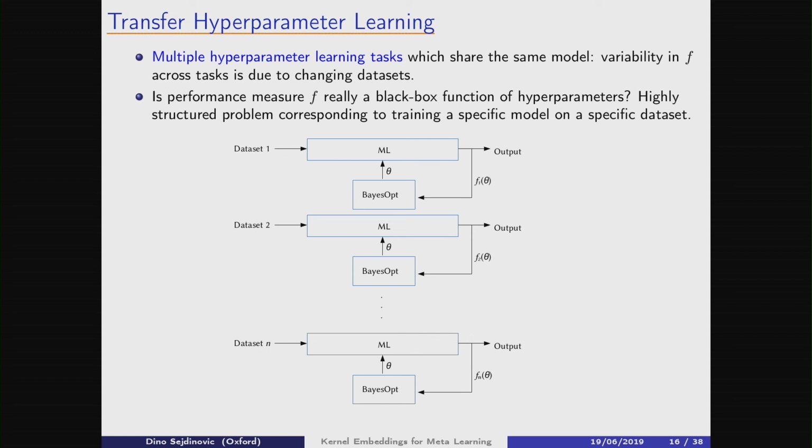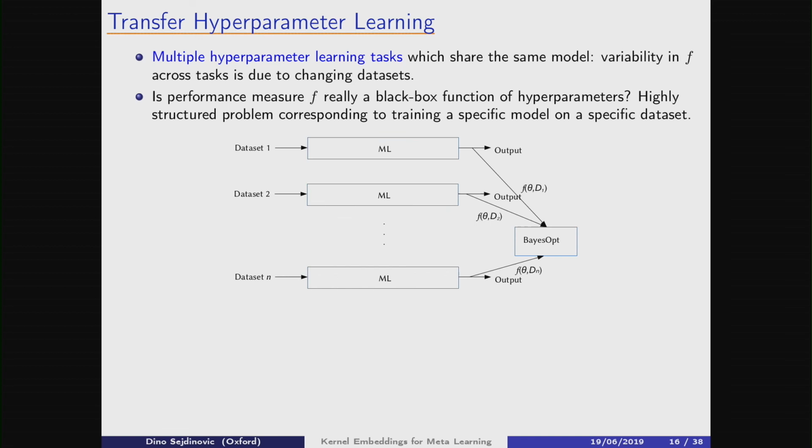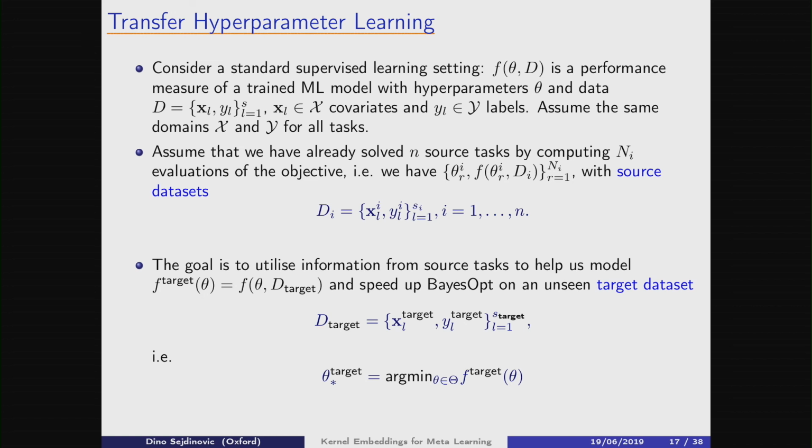Okay. How are we going to do that? Well, we'll build a joint model, essentially, where the variability across data sets will be captured directly as an input to our probabilistic model of the performance measure. So now I'm thinking of the performance measure function I'm trying to optimize as being a function of both the hyperparameters and of a particular data set. Now I'll have a data set in terms of inputs and outputs. I'm thinking of supervised learning here, but it's not necessarily applicable only to supervised learning, as long as there is an appropriate performance measure. So we will tackle this particular problem.